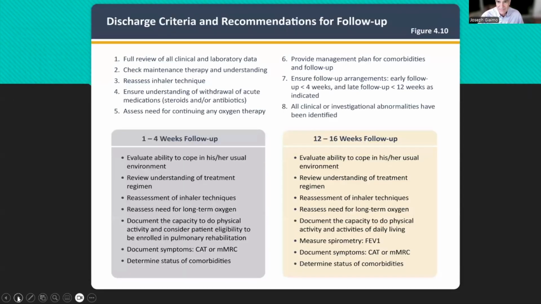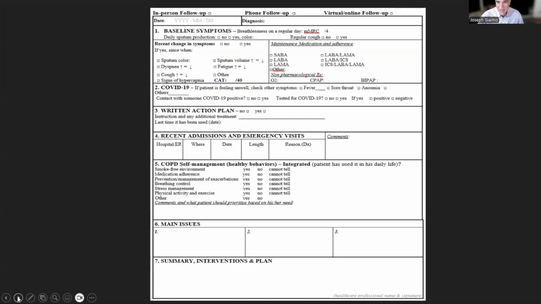Next slide. And the discharge criteria, the follow-up. And next slide. I know I'm running out of time. I don't want to take my colleagues' time too much. And this is just a simple thing that you can have in your clinic for follow-up evaluation.